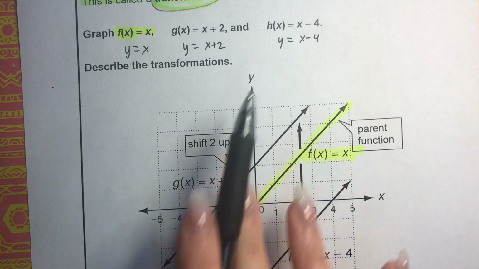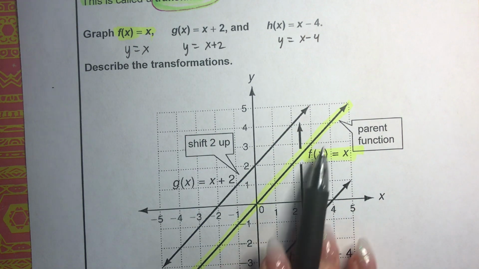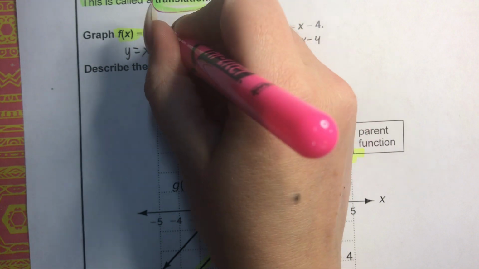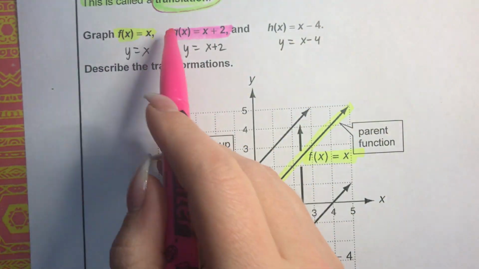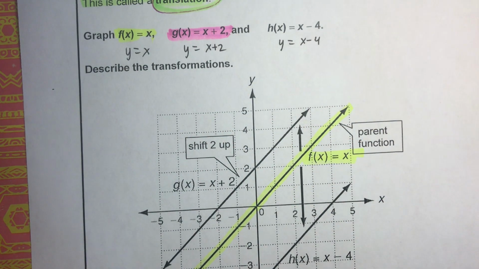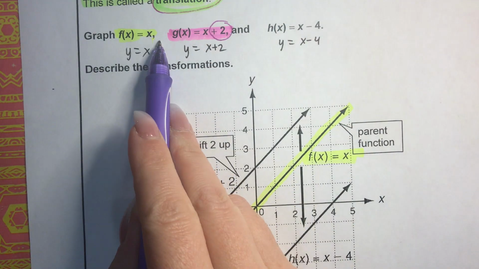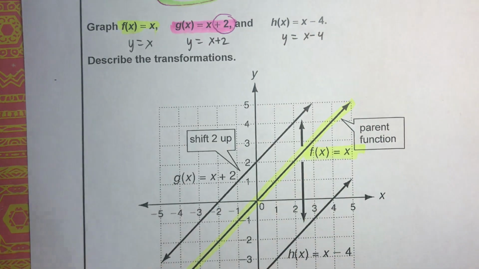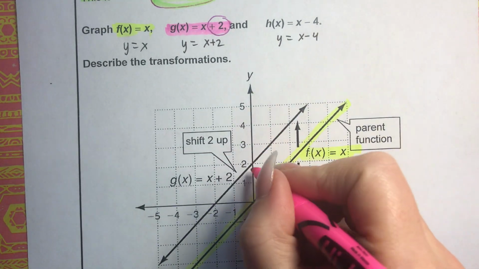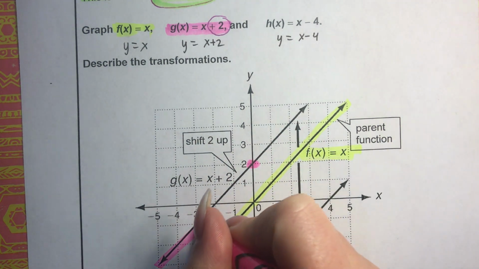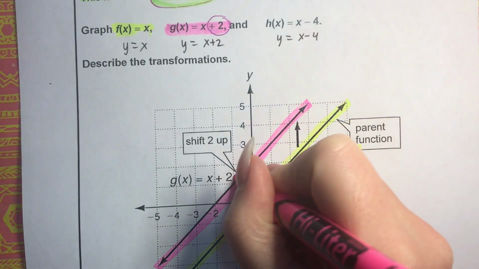So we're going to graph these. We start here with the parent function. When we go to g of x, what do we notice? What is the difference between g of x and f of x? Well, what do I see? That we have a y-intercept here. So this y-intercept was 0 for the parent function, and now it's plus 2, which means the y-intercept is now 2, right? And then up 1 over 1. So this is our g of x here.